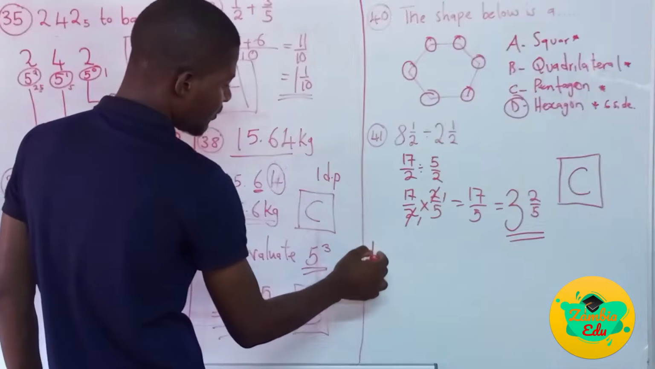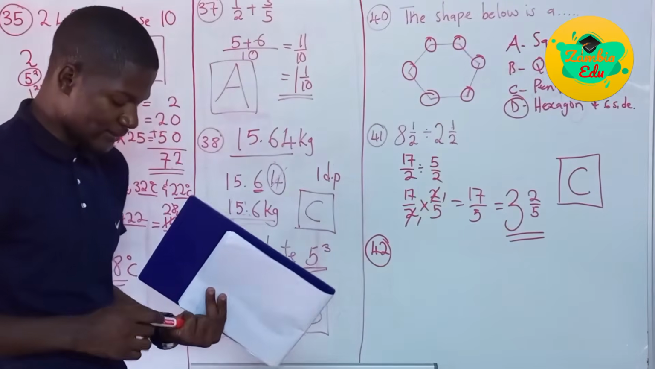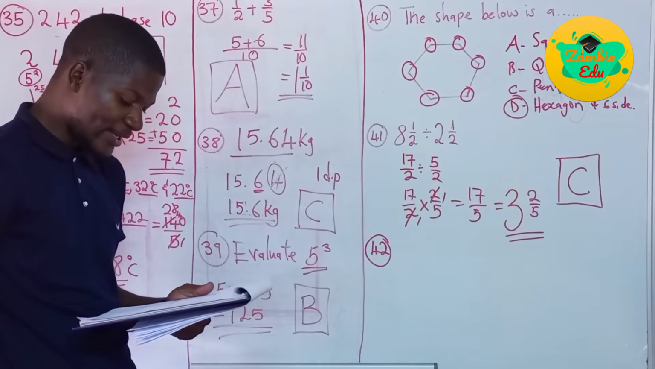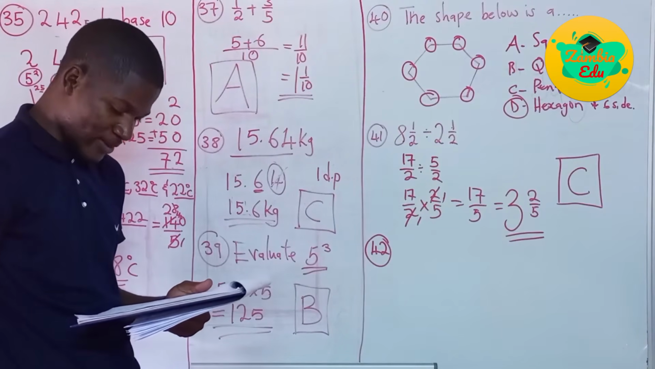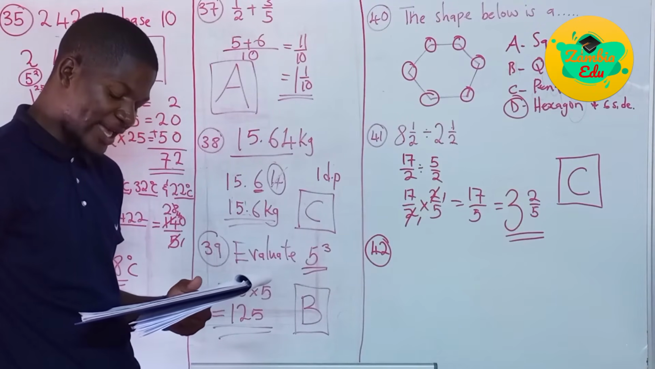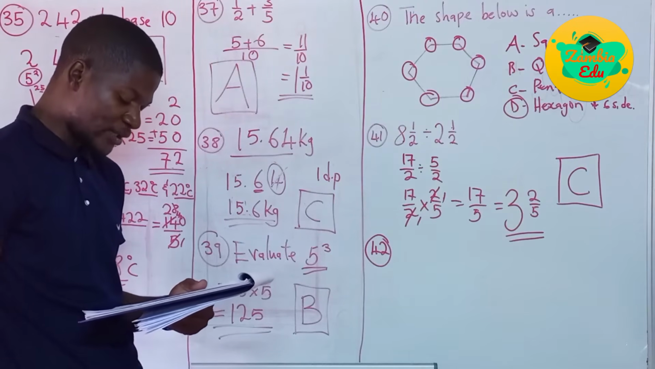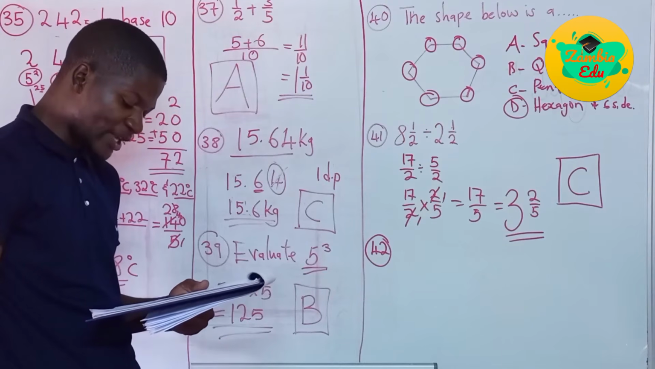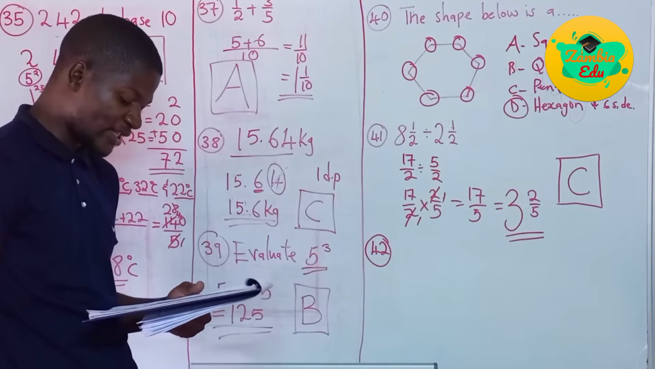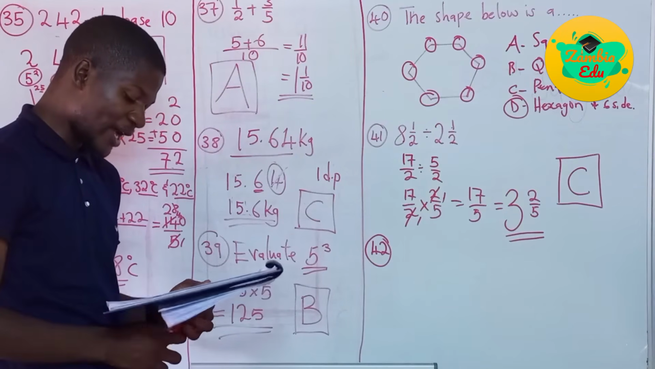We go to 42. Question 42 says 8 boys can paint a hole in 6 hours. How many hours can 12 boys take to paint the same hole if they work at the same rate? I'll read that again. 8 boys can paint a hole in 6 hours. How many hours can 12 boys take to paint the same hole if they work at the same rate?